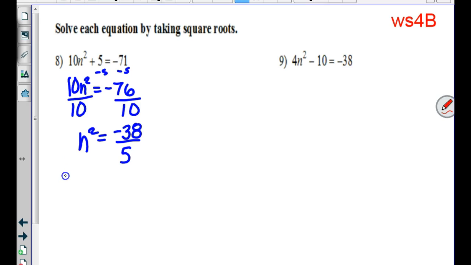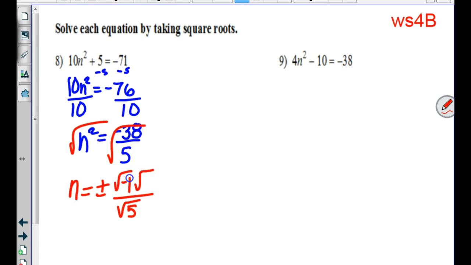Okay. Now what? Square root both sides. So we get n equals plus or minus. In the denominator, I have a square root of 5, which I'm going to have to deal with in a minute. But in the numerator, I have a square root of negative 1 and a square root of 38, which doesn't break down, right? What can I do with that? The answer is going to be plus or minus. What is this square root of negative 1 going to become? i. I can't have a square root of 5 in the denominator.